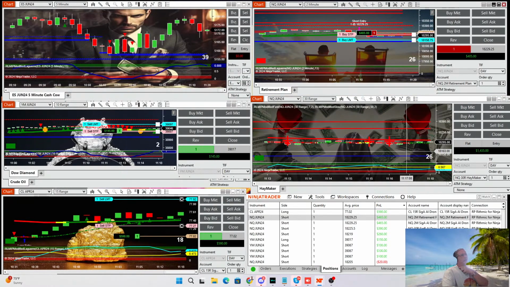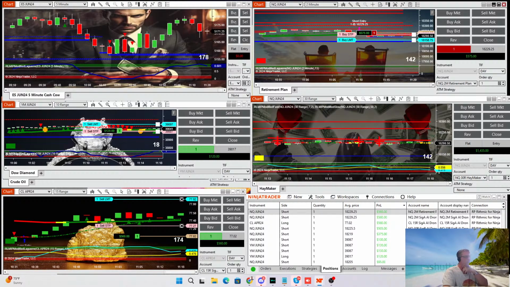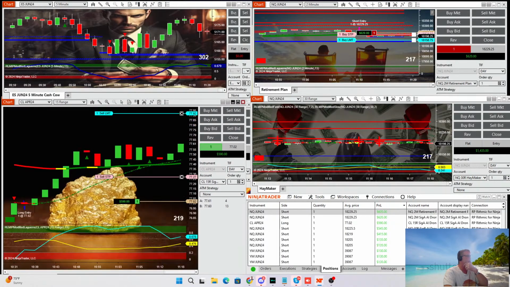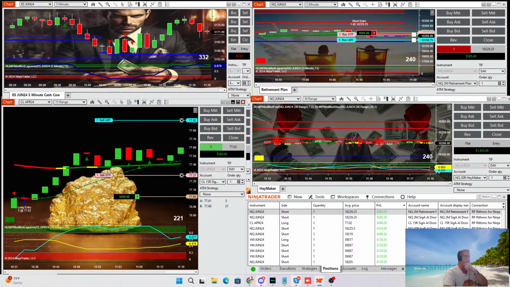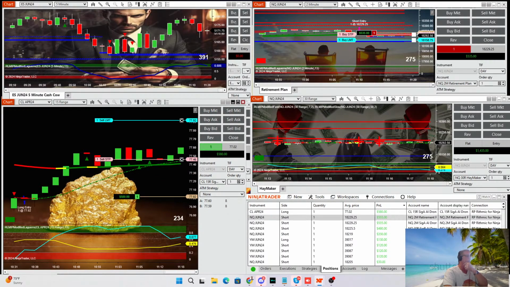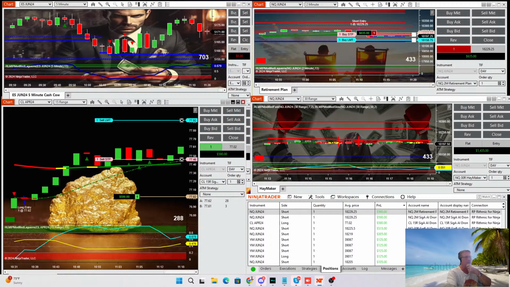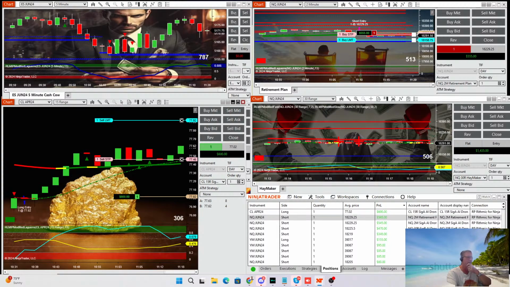So we're in a nice trade on the 2-minute. Crude oil is slowly and quietly working its way up again. We'll lock in some more profits. So you can see the positions that we're currently in look really nice.